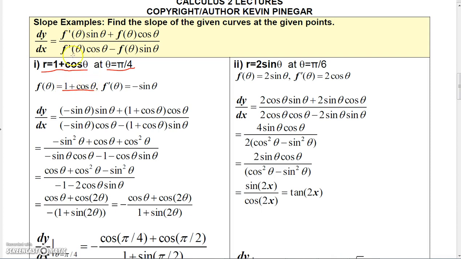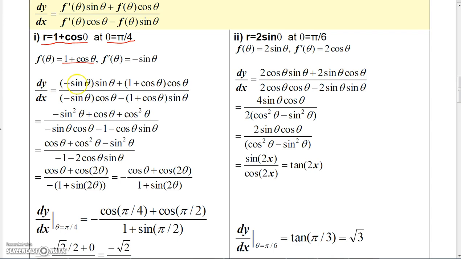So plugging it in this formula, we get minus sine theta times sine theta, and then plus f of theta, so that would be 1 plus cosine theta times cosine theta. So that's the numerator. The denominator would be f prime of theta, so it's minus sine theta times cosine theta, minus f of theta, 1 plus cosine theta times sine theta. Well, then if we do some algebra here, we get minus sine squared theta plus cosine squared theta. And on the bottom, we get minus sine theta cosine theta.